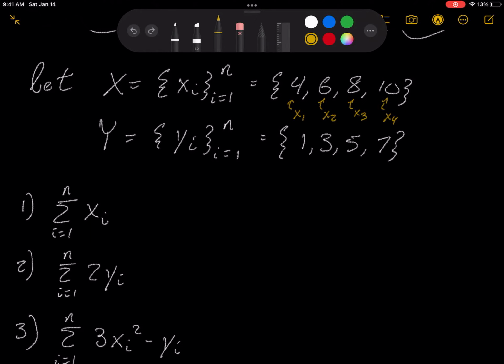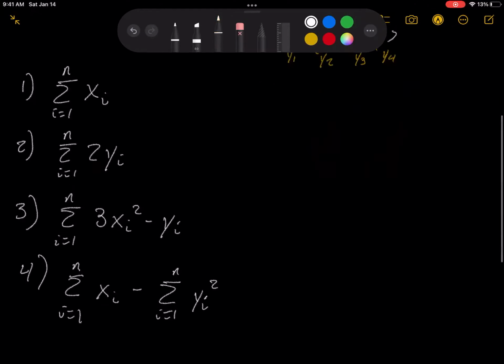In the same way, I have another data set here that I call y. The data set y is filled with a bunch of little y's that are counted with i from 1 to n. So this is y1, this is y2, y3, y4. So again, necessarily n is equal to 4. All right, let's solve some of these. So I have 4 problems listed here, and we'll move down the page to solve each one because the sum is repetitive addition. We're going to need a lot of space.